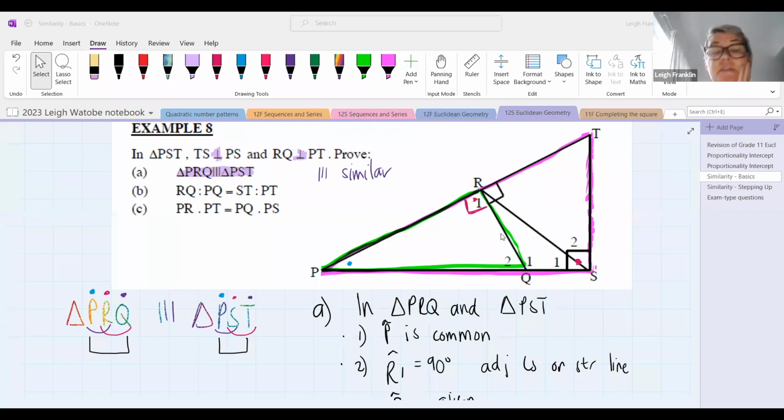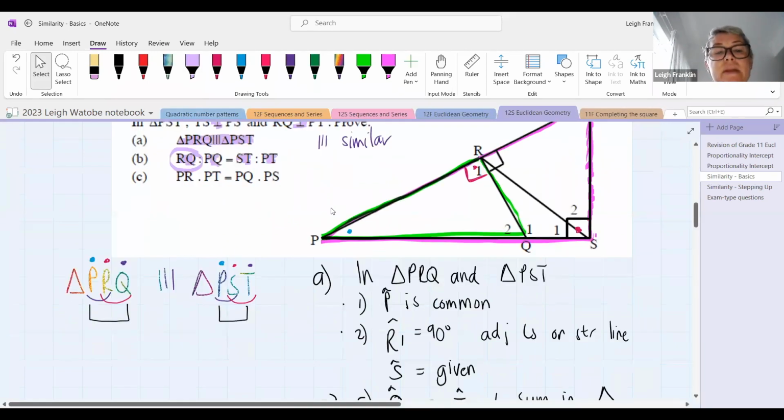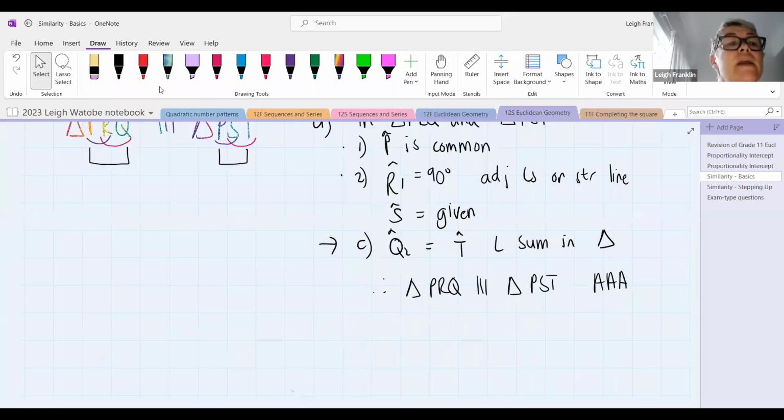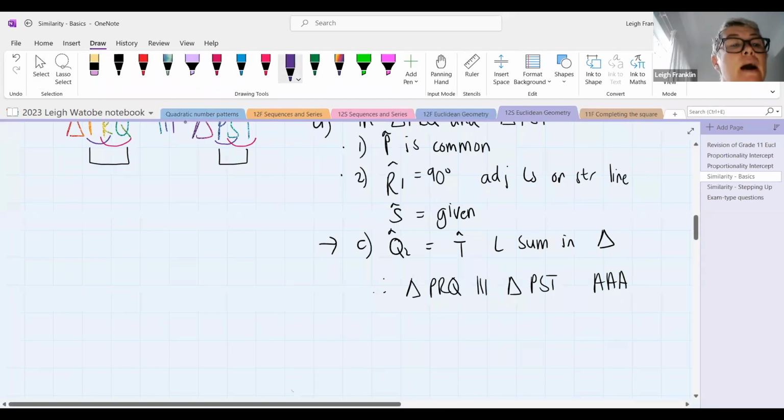Let's now look at the next thing that they've given us. This means we need to show that the ratio of side RQ to PQ is the same as the ratio for ST is to PT. Now, in order to create these sides, there is another step that we need to do after we have proved similarity. Once similarity has been proved, we then have to work out which are the corresponding sides, like I was showing you over here. Sorry, this was supposed to be number 3. All right, so in question C, which are the sides that are corresponding?